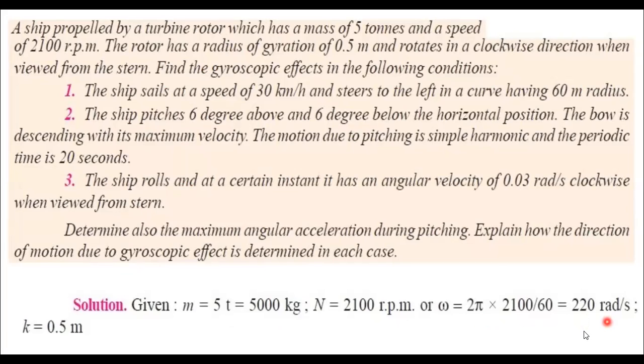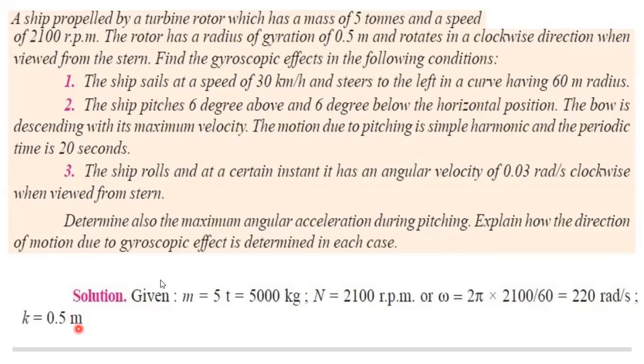Next, the rotor has a radius of gyration of 0.5 meter. So k means radius of gyration, and that value we have is 0.5 meter. The rotor rotates in a clockwise direction. We need to know in which direction the rotor or turbine rotates, so here we can see it's rotating in a clockwise direction. Just make a mark of it. And when viewed from the stern, so the viewpoint is stern and rotation is clockwise.